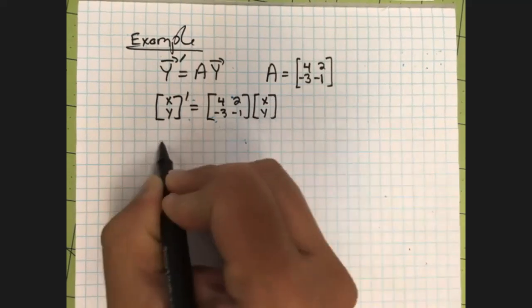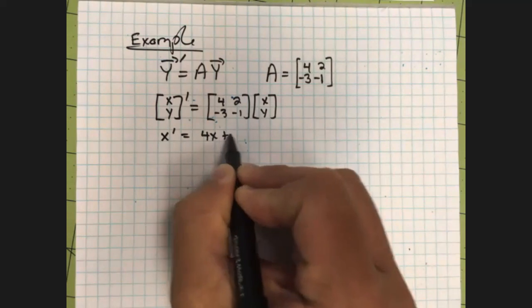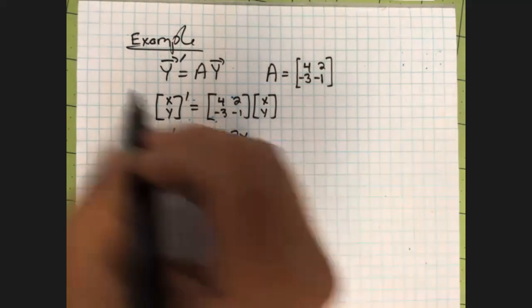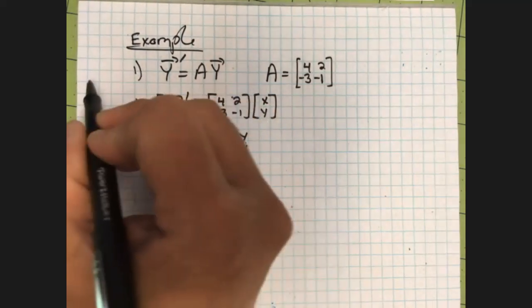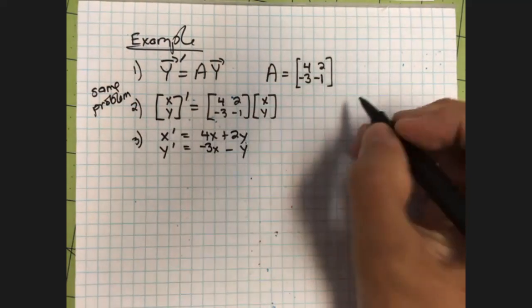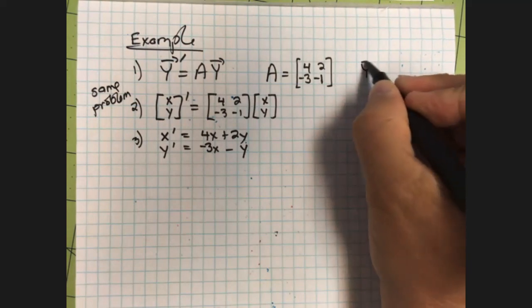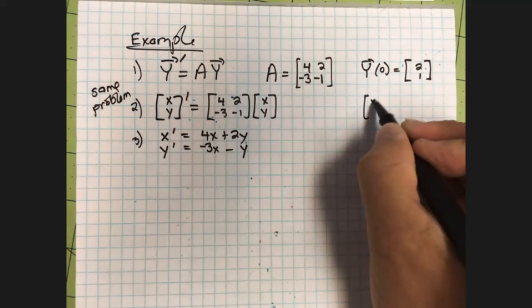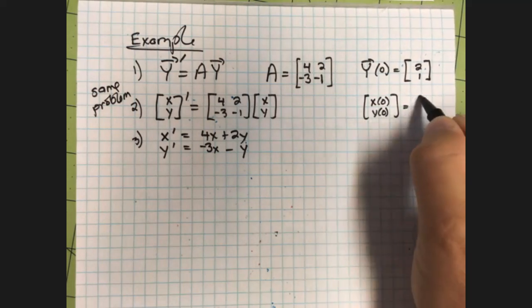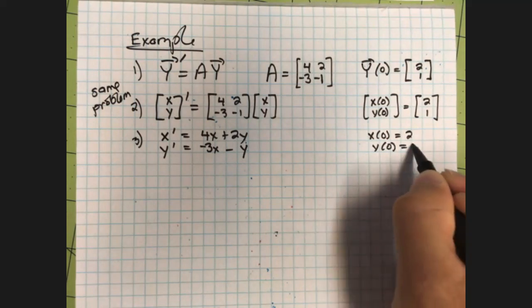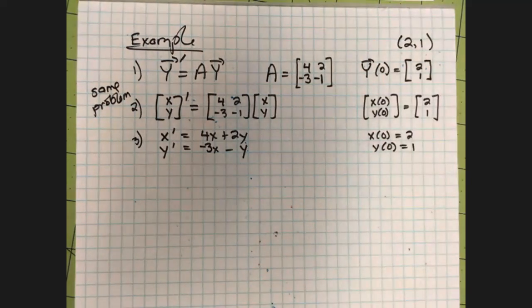The matrix 4, 2, -3, -1 times x, y. Or if you like to write it in the full out form, x prime is 4x + 2y, and y prime is -3x - 1y. Remember, these are the same problem, same writing either way. Let's give it an initial condition. It says y at 0 is (2, 1). In this expression, that'd be saying x of 0, y of 0 is (2, 1). You got to get used to the way people write. In this form, it would be saying x of 0 is 2 and y of 0 is 1. You got to live with all sorts of people, right?